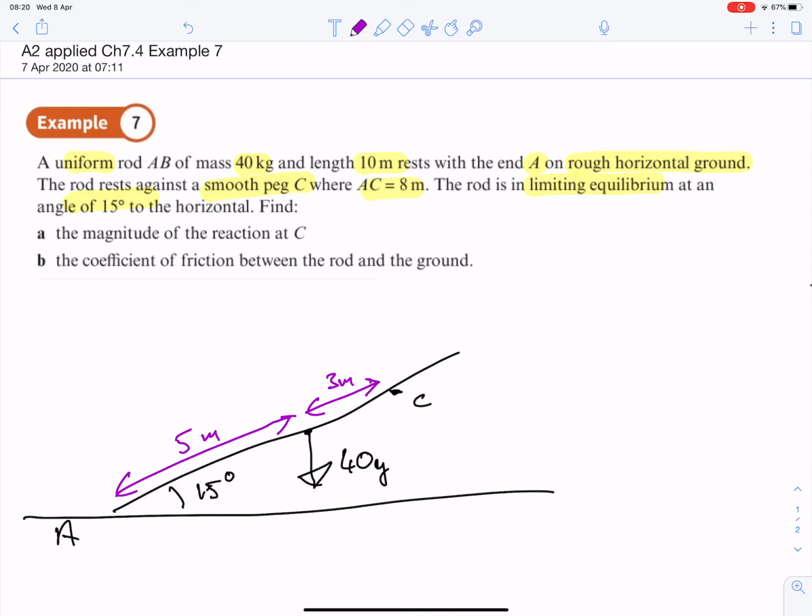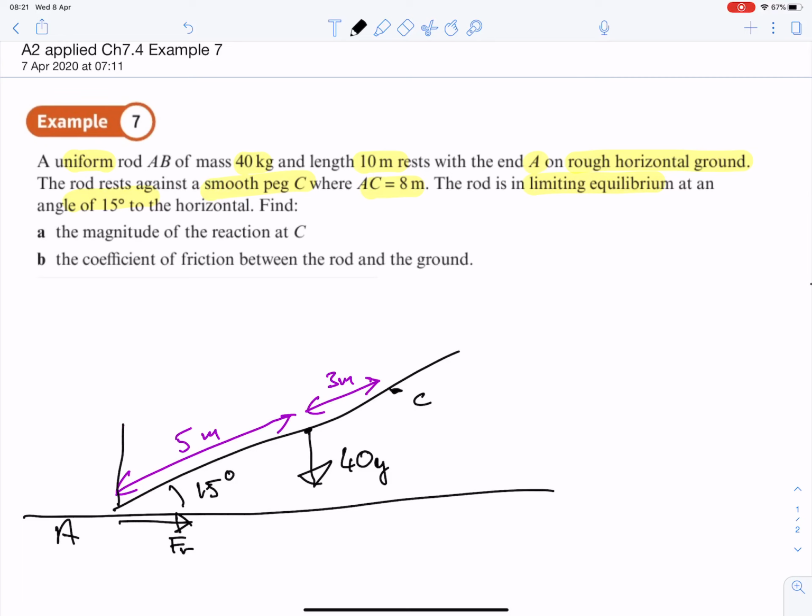Now, what other forces are going to be acting on there? Well, as this is rough ground, what's acting at A? We must have a friction, which is opposing the attempted motion. So this rod would be trying to slide down. So the friction is acting to the right in the orientation I've drawn it. We've also got a reaction at A.